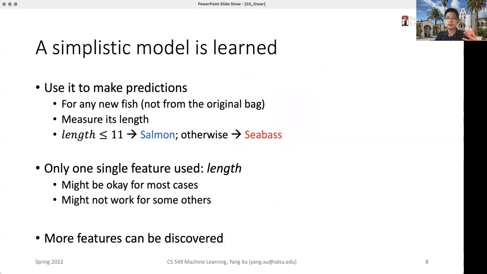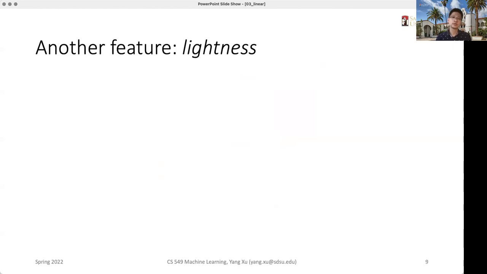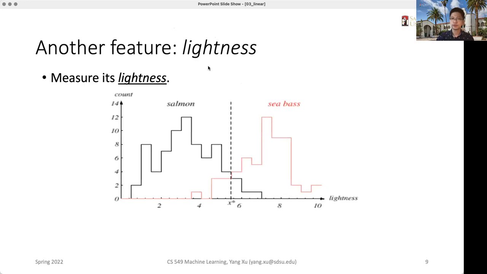Okay, so what we can do to improve this simple model is to add another feature, right? If we can use more features, that means we can describe the data from more angles, from more perspectives, right? So this time, let's add the color, the lightness of the color, for example. Say we have a way to measure the lightness, and we do the same thing for the lightness data we have collected.